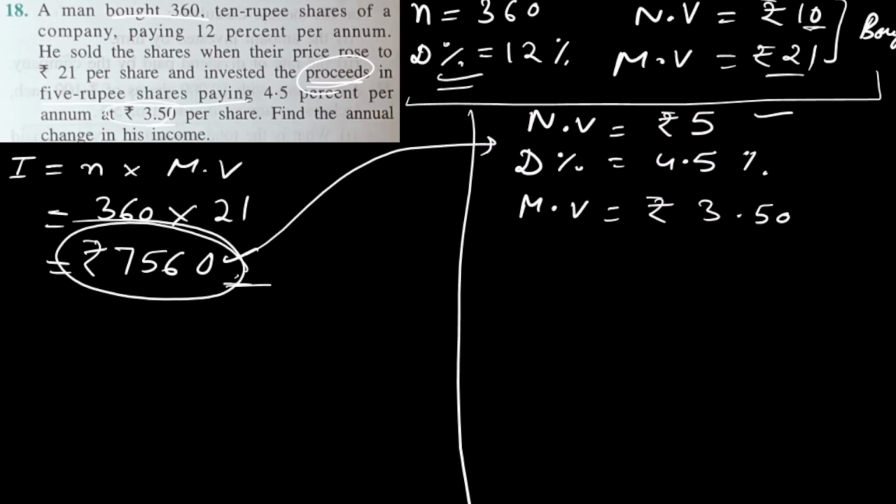Okay, so first of all, in so many questions till now, you have seen this word proceeds. Proceeds means nothing but investment. So whatever he is earning from the first company, the same thing he is investing in the second. That's what proceeds means. Invest the proceeds means this earning being invested in some other company. Okay, so what do I have to find? I have to find annual change in his income.